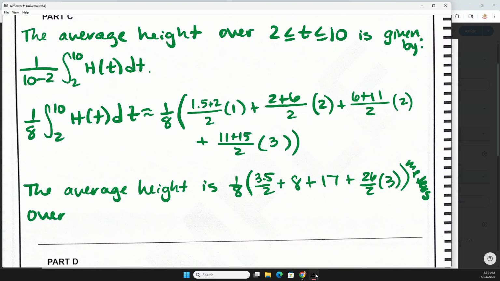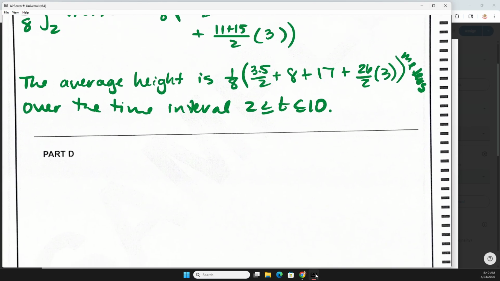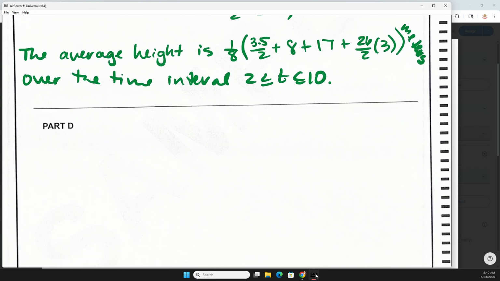Over the time interval, is less than or equal to t is less than or equal to 10. Now, if you're totally running out of time, it probably would be okay if you just put meters up here and hoped and prayed you did enough. But we want to not run out of time and get to every question. So this last one is probably going to take the most time.